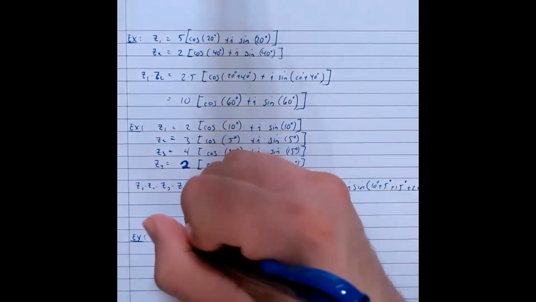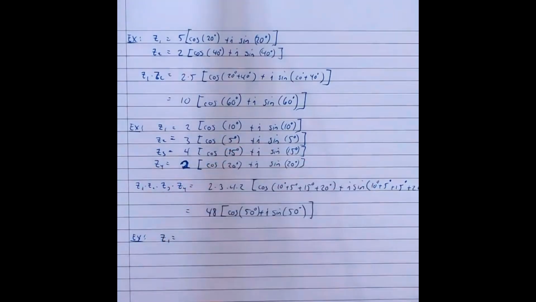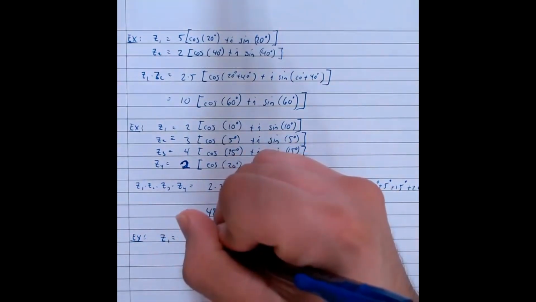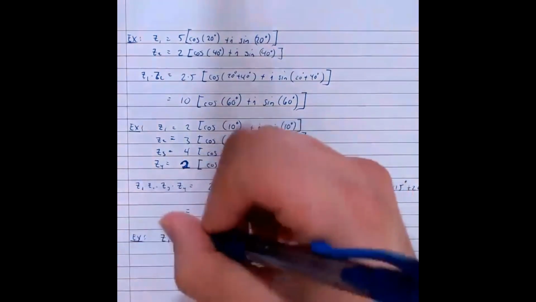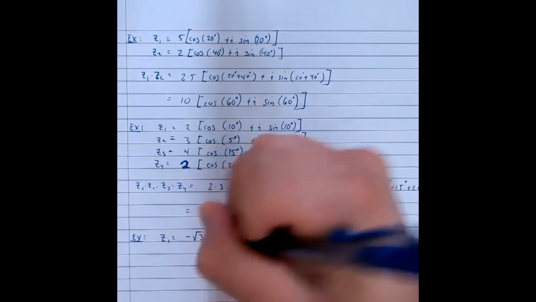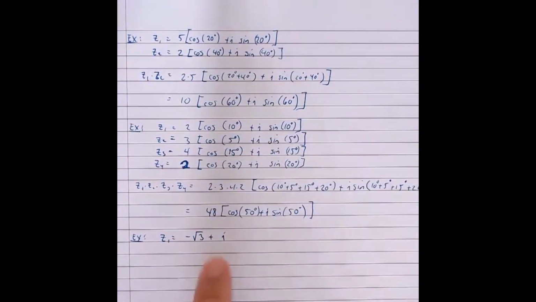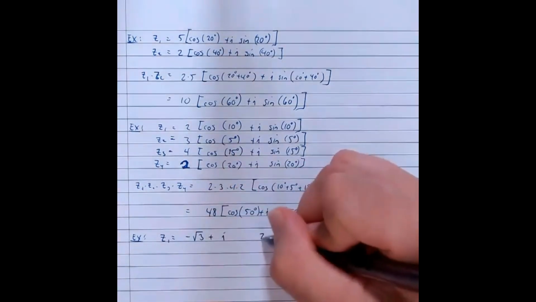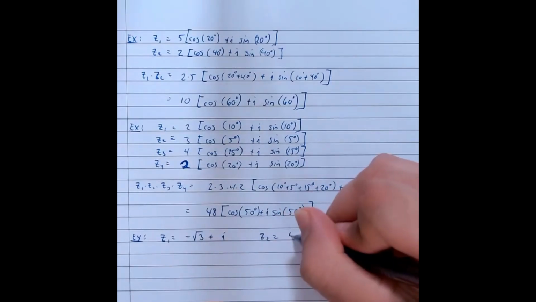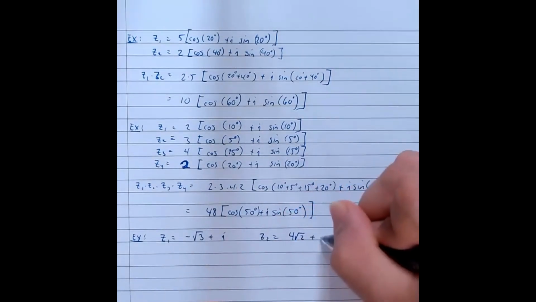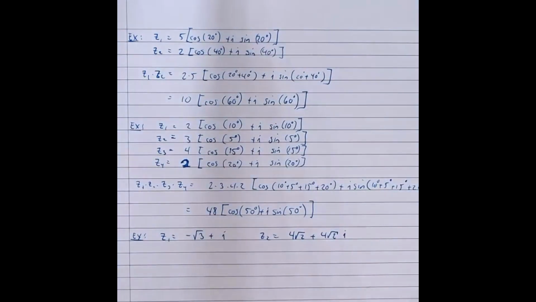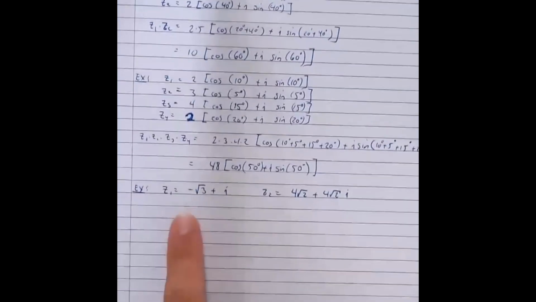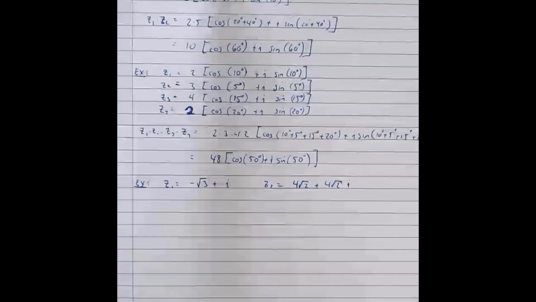So let's consider an example. Let's say z1 is equal to negative root 3 plus I. Note that's the same as saying 1I. And here let's make z2 equal to 4 root 2 plus another 4 root 2I. Like that.